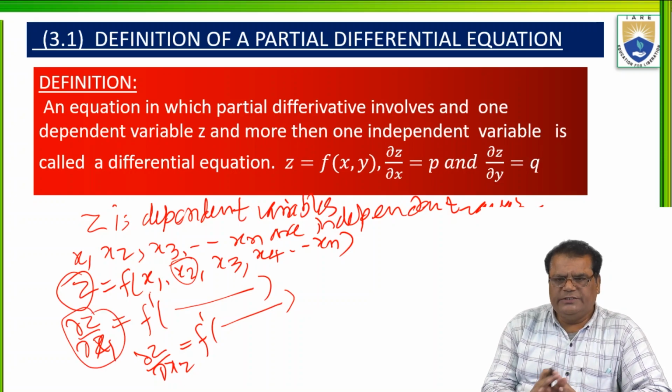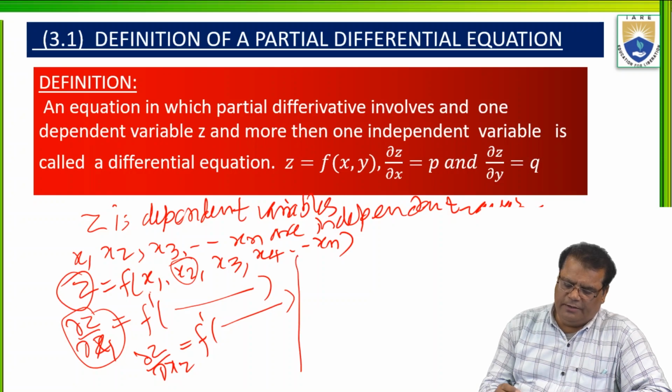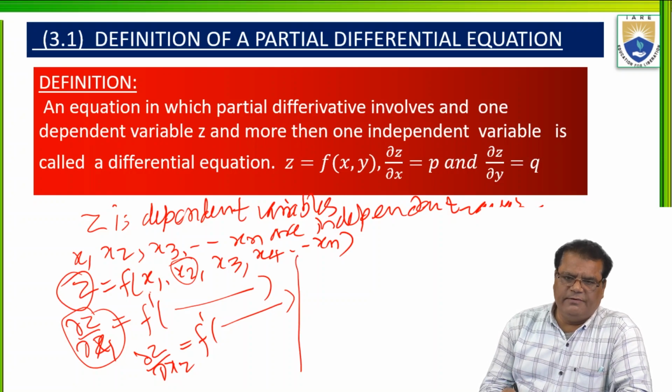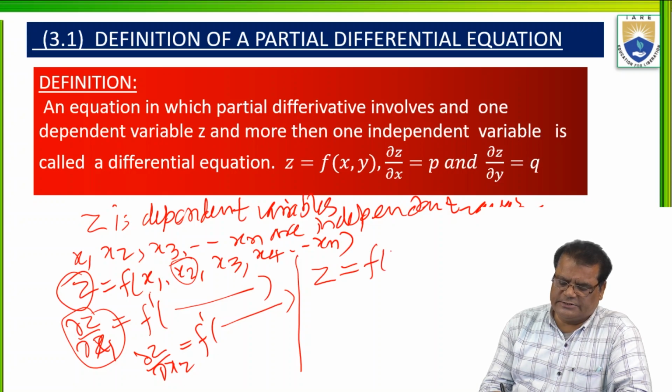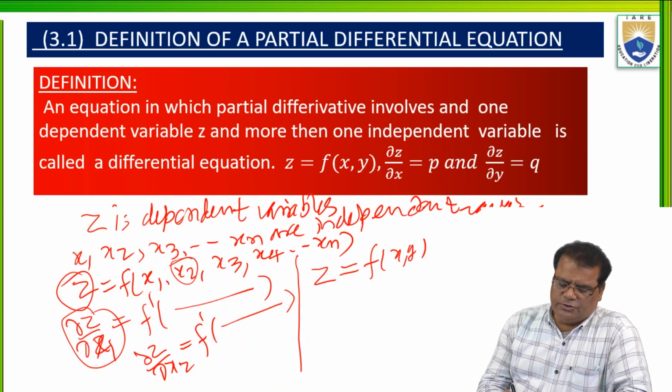Now here in this discussion we have taken n independent variables and only one dependent variable. Now I am giving an example of only two independent variables and one dependent variable. So I am taking z as the only dependent variable and two independent variables x, y. So we differentiate with respect to x, then y is constant, and with respect to y, then x is constant. So del z over del x, differentiate z with respect to x, then we find f dash x y.